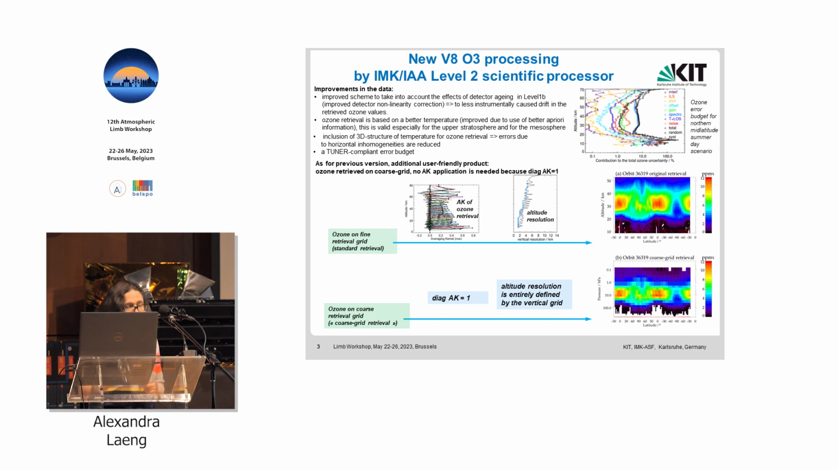Also, I take this opportunity to advertise an additional product. It already existed for the previous version, and it's a user-friendly product. So if you are a non-educated user, you have no clue what the averaging kernel means, but everybody is on your head saying you shouldn't do so, you should take into account the difference in the vertical resolutions. We have a product which is retrieved not on the standard grid, but on a so-called coarse grid. The idea is that the altitude resolution is entirely defined by the vertical grid.